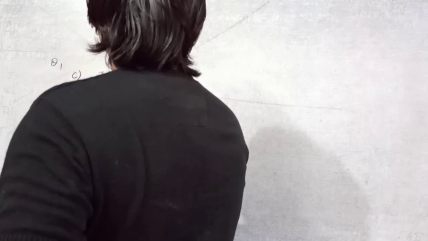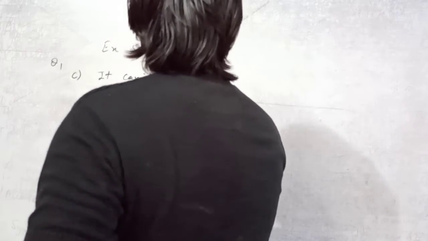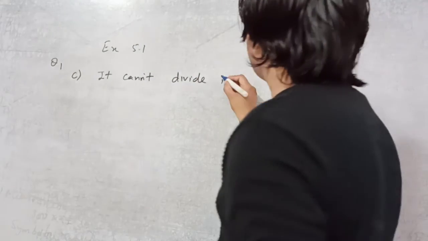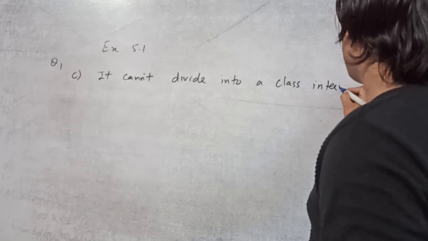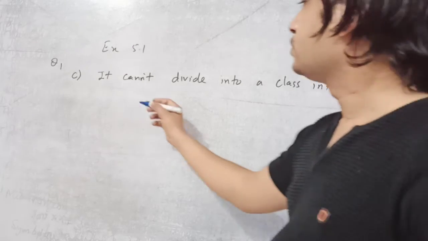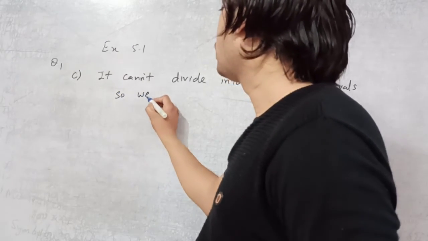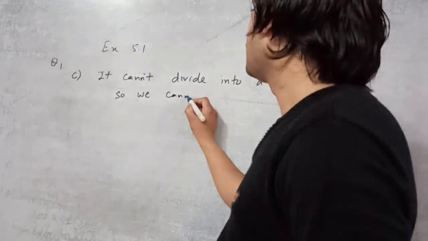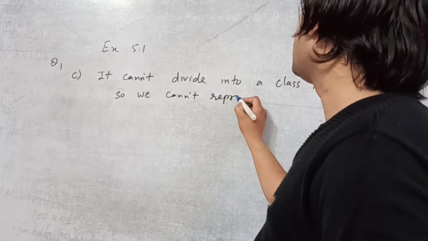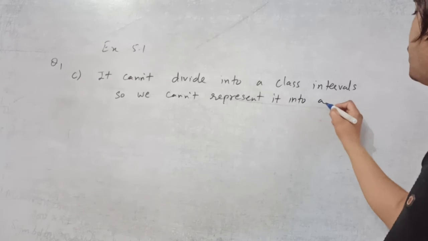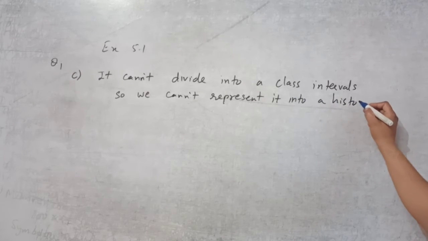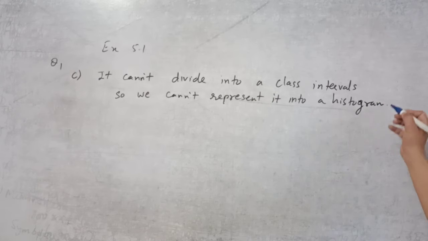It can't divide into a class interval, so we can't represent it as a histogram. This is C1, because here we cannot divide it into a class interval. Now the last one, D.